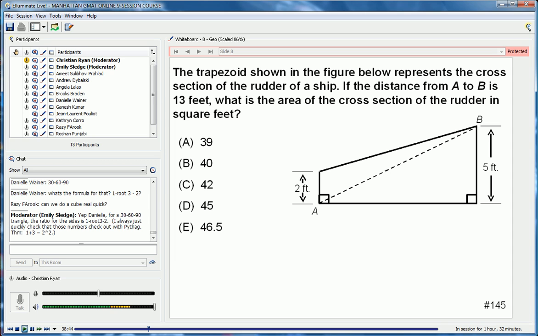That's 45 seconds. Roshan, could I ask you to come on the mic and get us started on this problem?